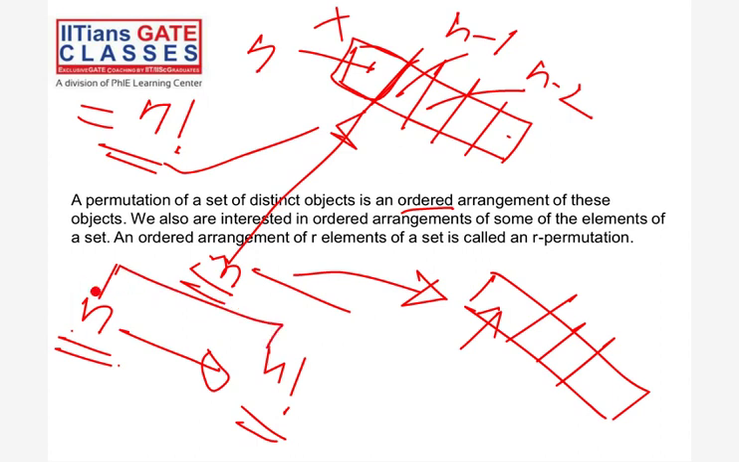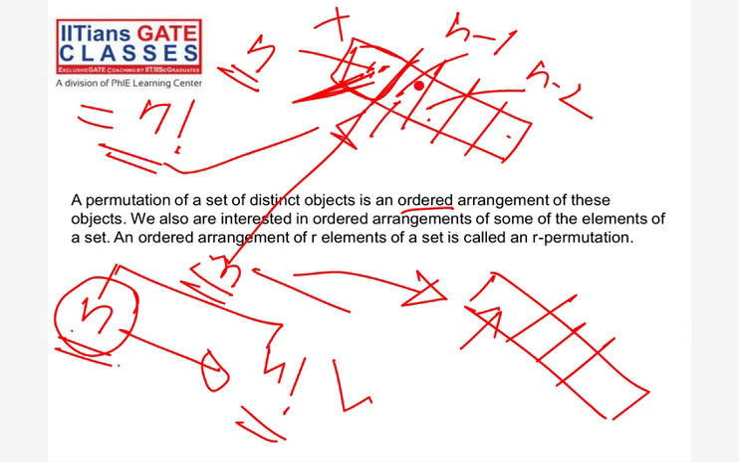So this is the answer: if we have n distinct elements and want to find the number of permutations, it will be n factorial, and we can simply use our product principle. For the first position we have n ways, and once we put something in the first position, for the second position we can pick any of the remaining n minus 1. Then for the third position we can pick any of the remaining n minus 2 elements. So this is the way.